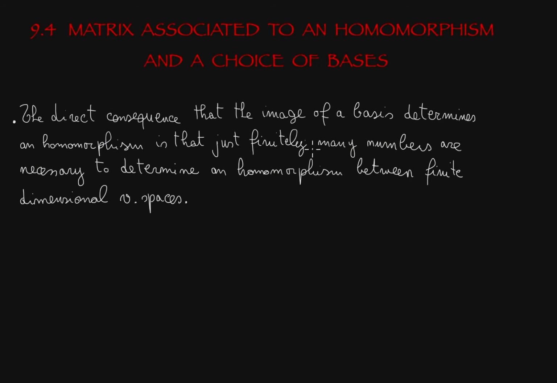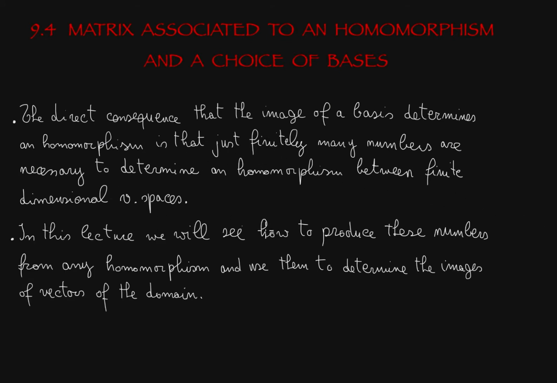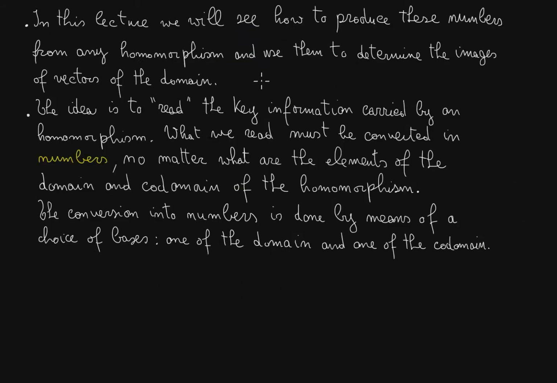All these statements have been proven and covered in the previous lectures 9.3 and 9.2. In this lecture we will see how to produce these numbers from any homomorphism and use them to determine the images of vectors of the domain. The idea is to read the key information carried by a homomorphism.